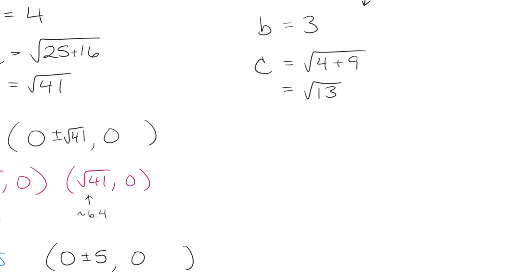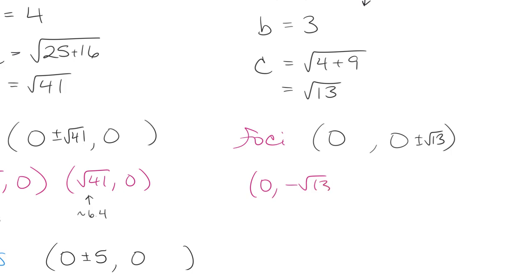This time when we find the foci, we start from the center, which is still 0, 0. But this time, since I have a vertical transverse axis, am I going to add that focal length C to the X or to the Y? The Y. So this time I'm going to add and subtract square root 13 to the Y, which means my foci are going to be at 0, negative square root 13 and at 0, square root 13. Now again, square root 13 is how we would answer this, but if we're actually graphing it, this is approximately negative 3.6 and this is approximately 3.6.